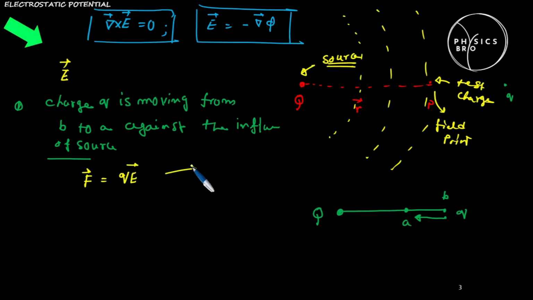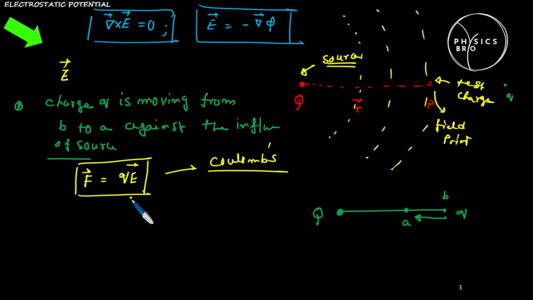Okay, this is just Coulomb's law. Don't be scared about this formula, this is just Coulomb's law. It is a sophisticated way to write Coulomb's law. So if this is the force on q, then what will be the work done? Work done equals, we know it, F dot dr, from B to A.